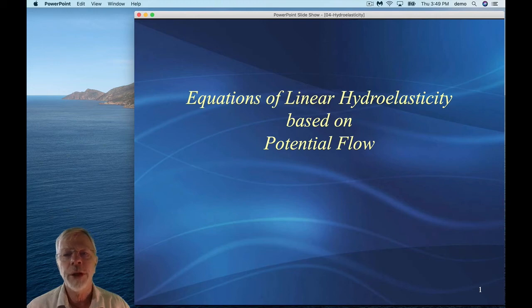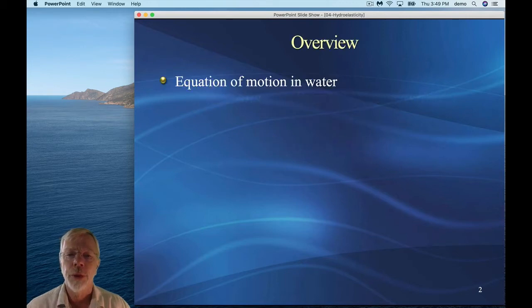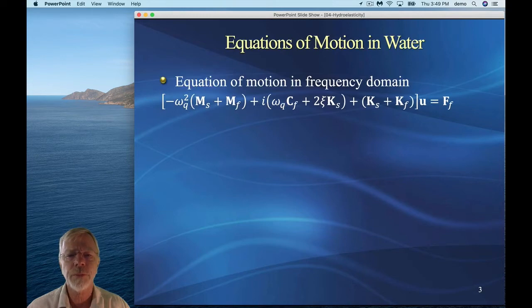In this video, we're going to go over the equations of linear hydroelasticity based on potential flow. So we're going to review the equations of motion in water, and then we're going to look at how we calculate the hydroelastic response and the steps involved in calculating that response.